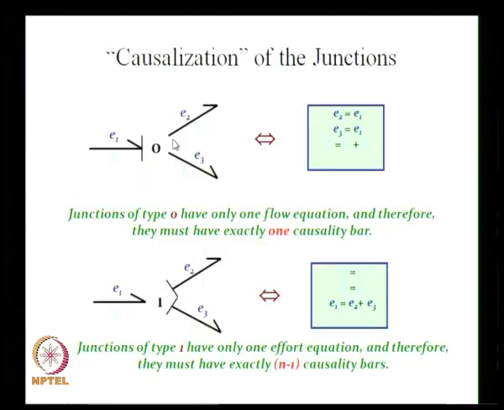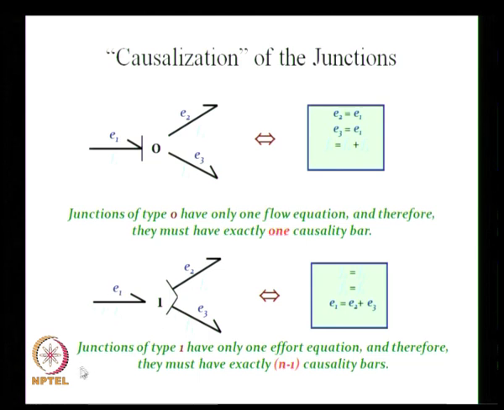And the final one is the causality for the junctions, the 0 and 1 junctions. As I told you, the 0 junction is a common effort junction. So there can be only one effort coming into this junction, and you can see this is the effort coming in, with one stroke over here. All other bonds will be without a causal stroke on this end, so they will have the causal stroke on the other end. That is the causalization of the 0 junction. Junctions of type 0 have only one flow equation, and therefore they must have exactly one causality bar, because there can be only one flow equation. That is why there is one stroke over here.